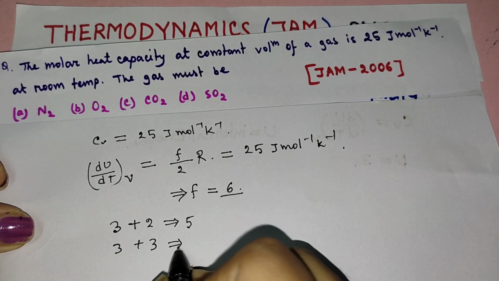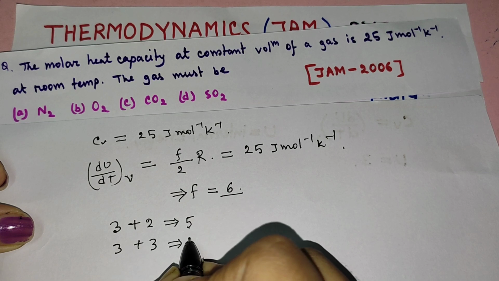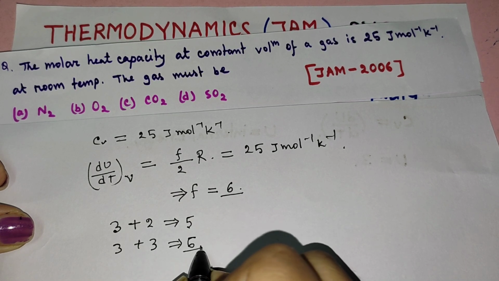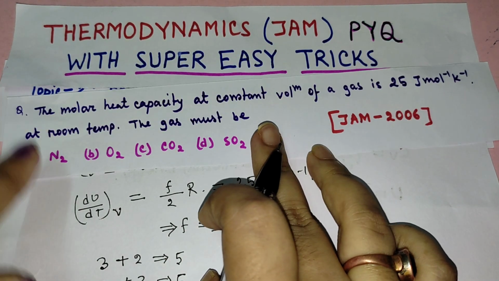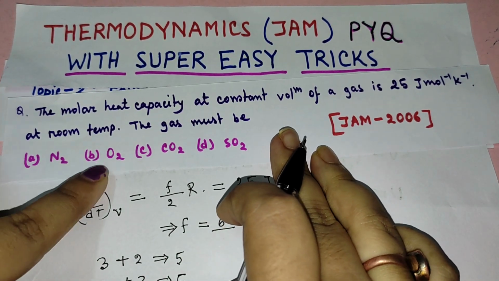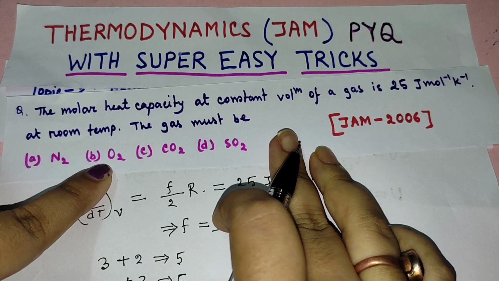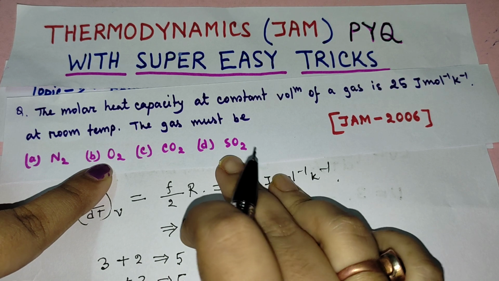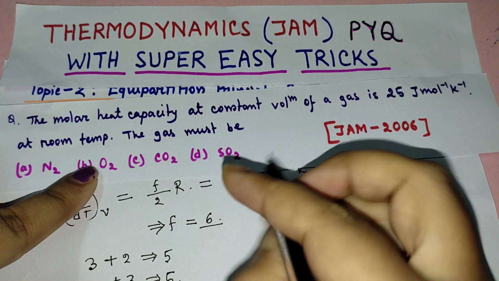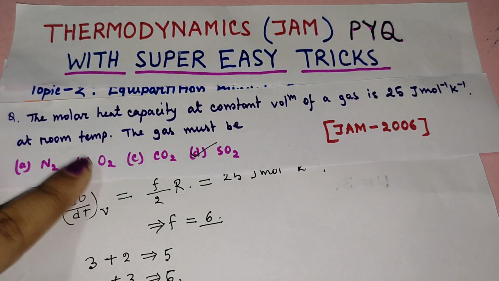Rotational contribution should be 3. So the total should be 6. Here, nitrogen is diatomic, linear, oxygen is linear, carbon dioxide is linear, and SO2 is non-linear. So SO2 should be the correct answer.